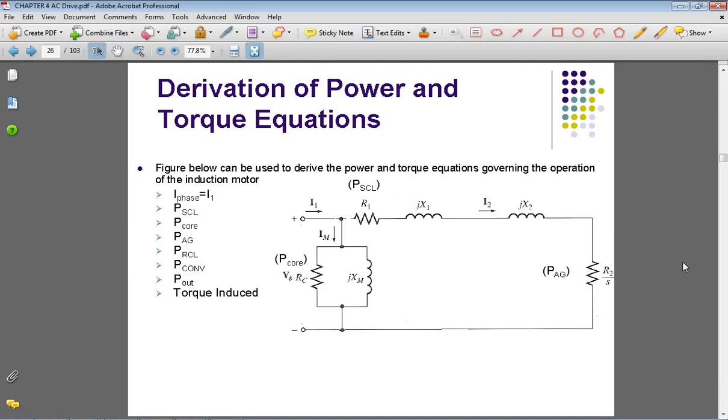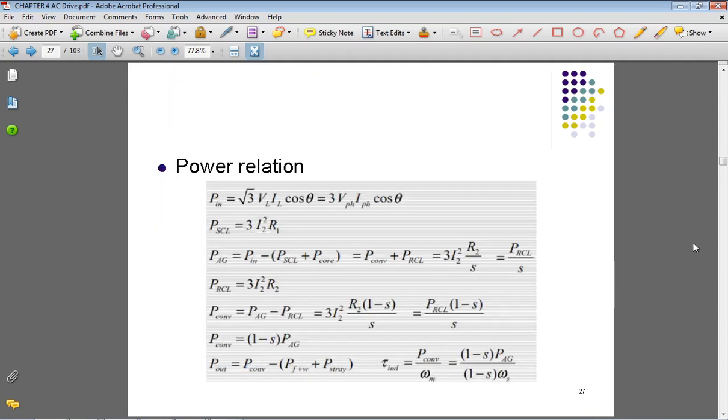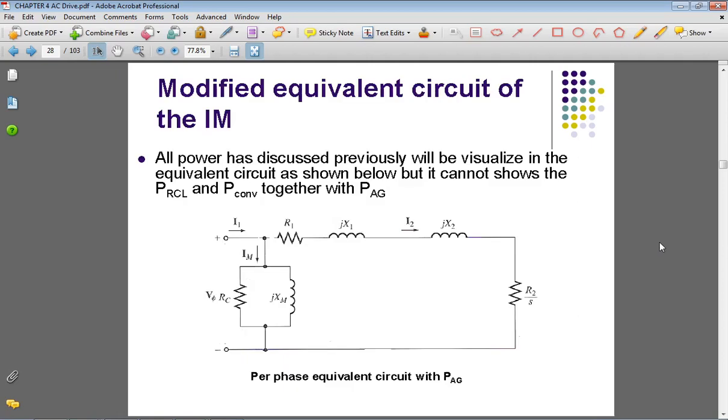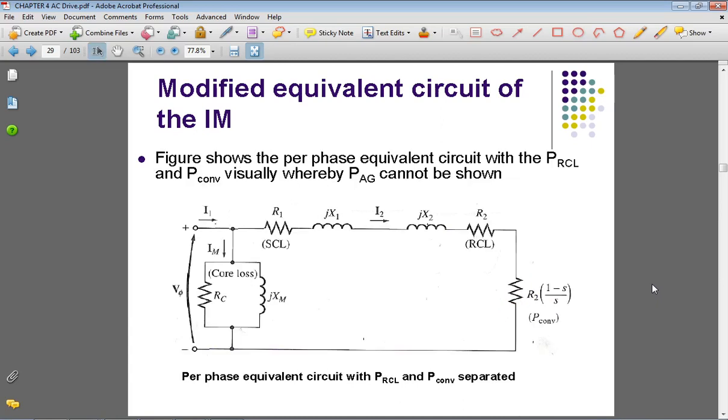Derivation of power and torque equation. I think I have explained this part, so you can try to understand this figure together with the equation derived from this on the next slide. Okay, this one. On this slide, I already explained the circuit that consists of P air gap only. So this is P air gap. And then this slide shows when we can split the air gap power into rotor copper loss and mechanical power developed.